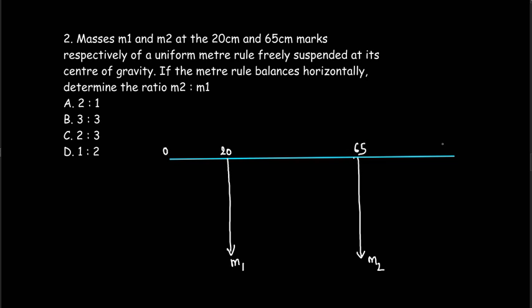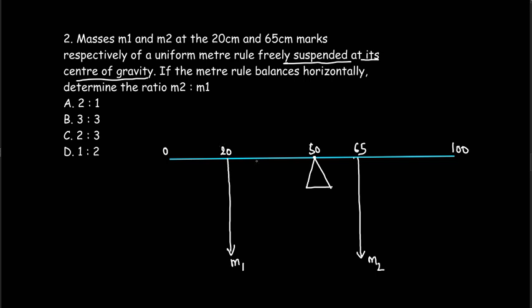So this is 0 cm mark, this is 100 cm, and the midpoint, which is 50 cm. If it is freely suspended at its center of gravity, the center of gravity of a uniform meter rule is at the 50 cm mark. So I'm going to suspend it on a fulcrum or a knife edge or a pivot at 50 cm. Now they're asking us, if the meter rule balances horizontally, determine the ratio of M2 to M1.